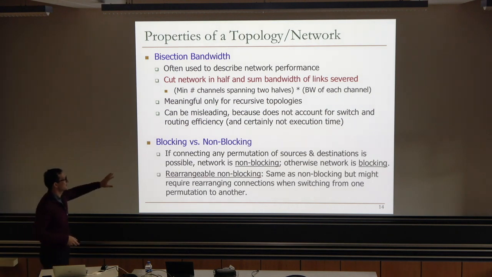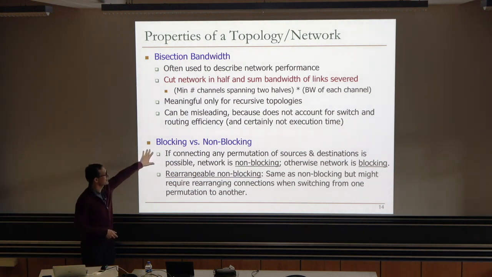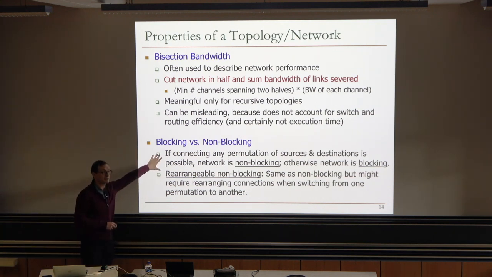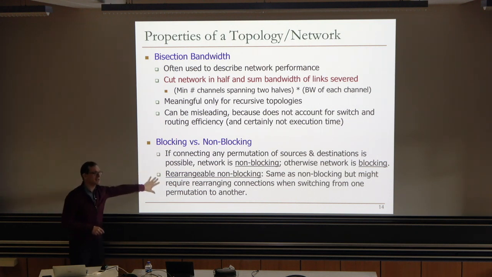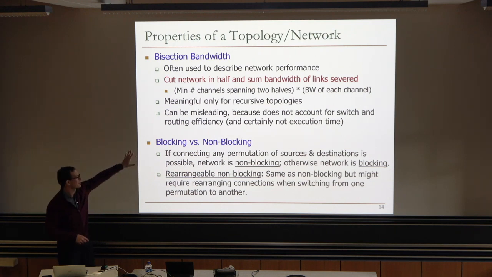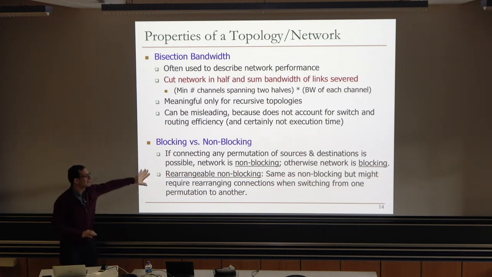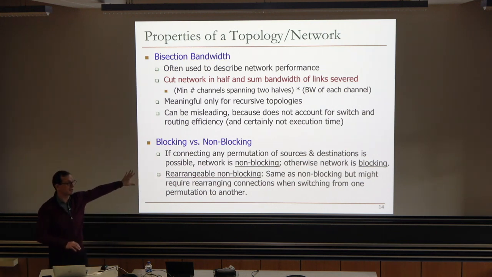There's also another distinction, which is very quickly blocking versus non-blocking. You may actually see this. This refers to the flexibility of the network. Basically, if connecting any permutation of sources and destinations is possible, the network is non-blocking and it's very flexible. Otherwise, it's blocking. And there's something else called rearrangeable non-blocking. So you can make some non-blocking network by rearranging the connections when switching from one permutation to another. So it's somewhat dynamic reconfigurability actually.